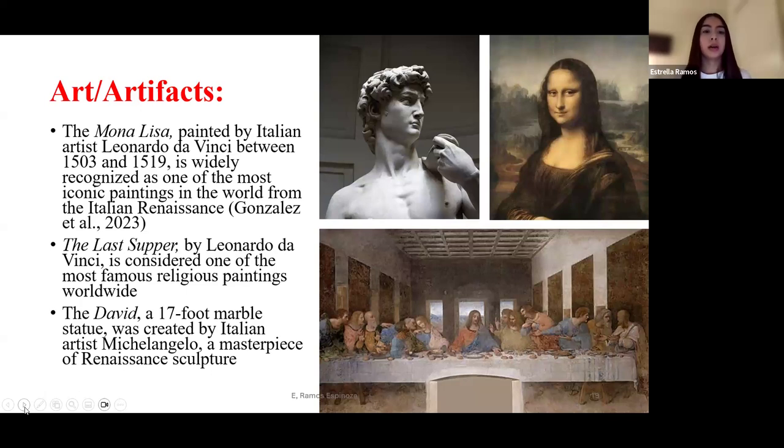Now moving on to art and artifacts. The most famous, the Mona Lisa, which is painted by Italian artist Leonardo da Vinci between 1503 and 1519, and is widely recognized as one of the most iconic paintings in the world from the Italian Renaissance. We also have The Last Supper by Leonardo da Vinci, which is considered one of the most famous religious paintings worldwide. We also have the David, a 17-foot marble statue created by Italian artist Michelangelo, a masterpiece of Renaissance sculpture.